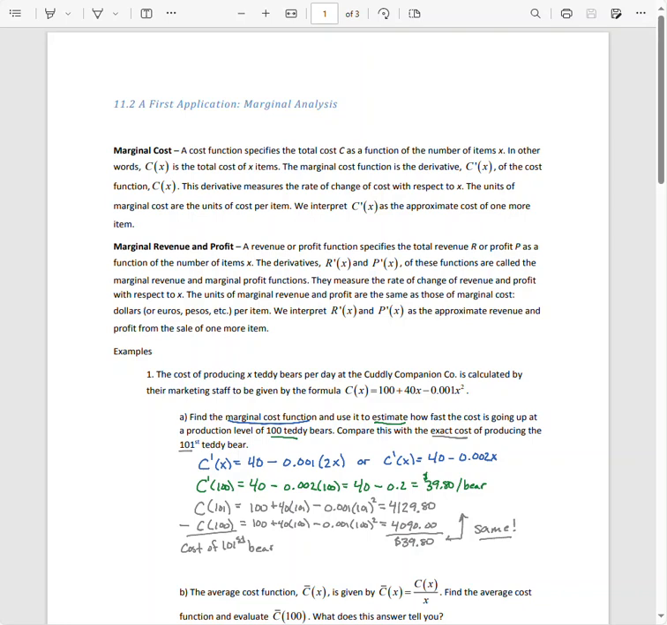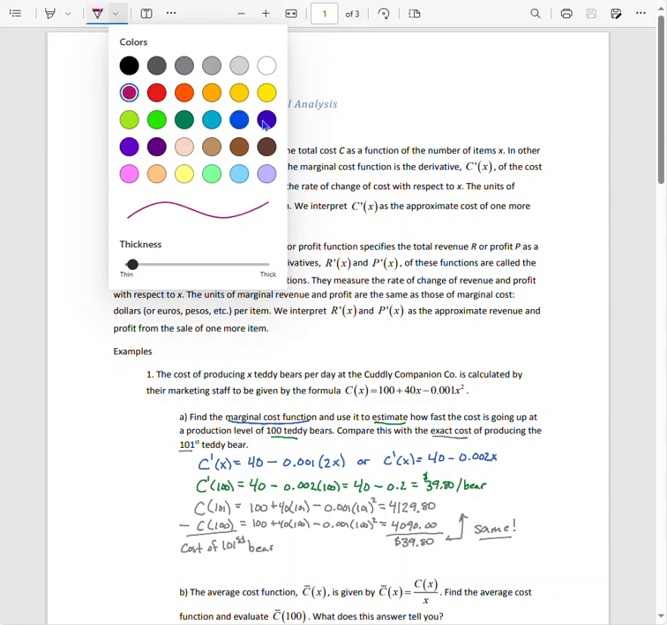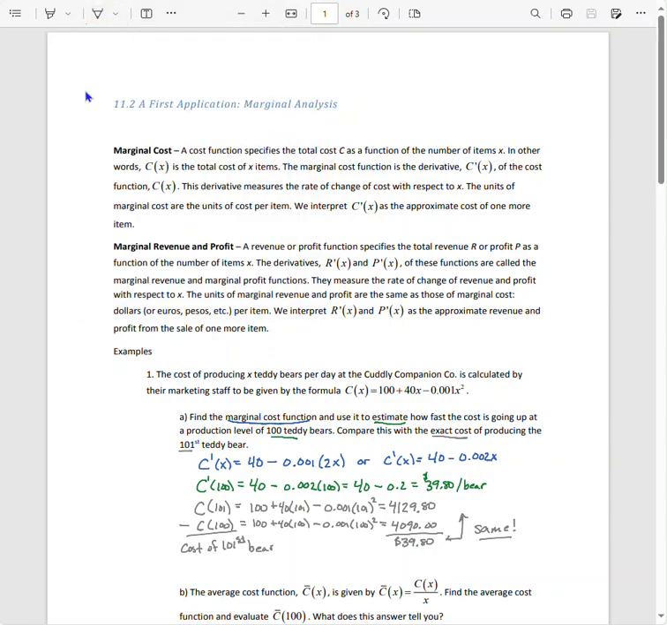Right, here we are in section 11.2, a first application, marginal analysis. This is early on in Math for the Social Sciences 1, also the Math 1320 that you took earlier, whether you came in with the credit or you took it here at UTEP. We do marginal analysis early on when it comes to our business students. I just noticed that. So here we go.